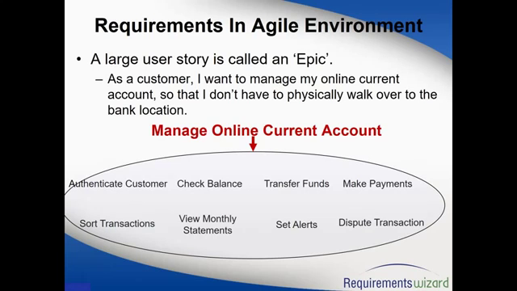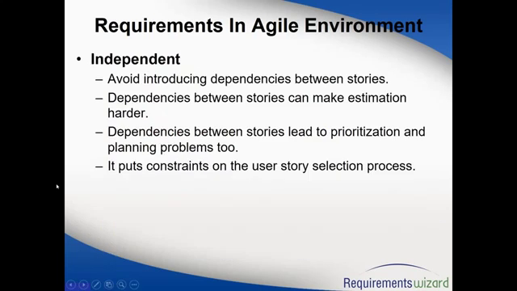Okay, so that's what makes it independent. So don't create dependencies between stories, because if there is a dependency, you cannot basically plan your iteration like that. It should be written in such a way that the customer or the product owner should be able to prioritize them, and we should be able to plan it. Right. So that's why they have to be kept independent of each other.